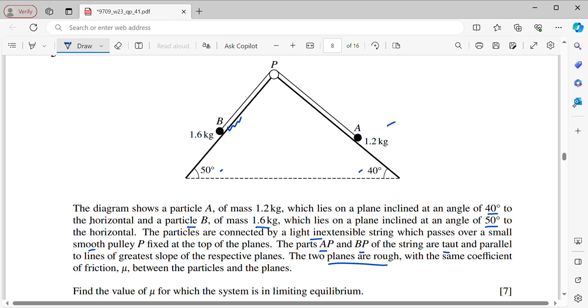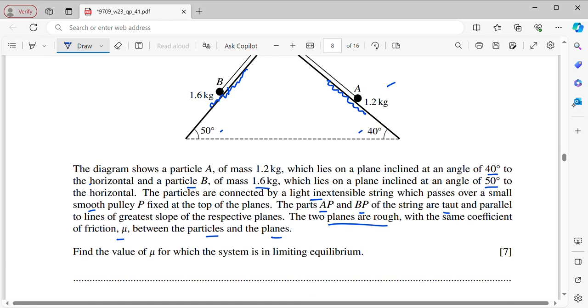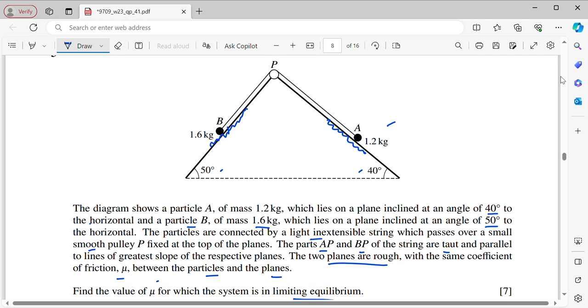Okay, so this one is important. This is rough, with the same coefficient of friction mu between the particles and the planes. Now, find the value of mu for which the system is in limiting equilibrium. So, limiting equilibrium means that it is not moving, right? From here, it's expected that B will move down because of the heavier, greater mass. Then A will be moving up.